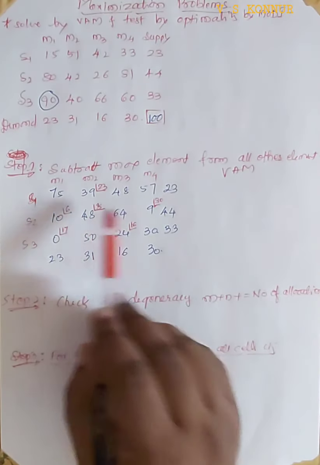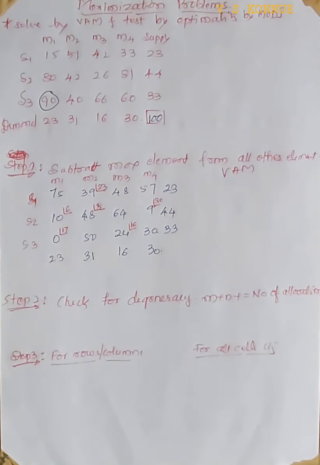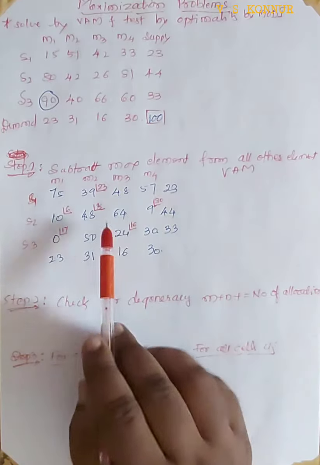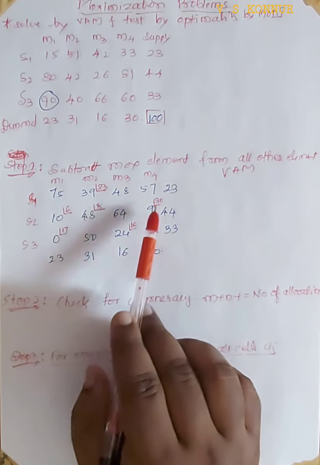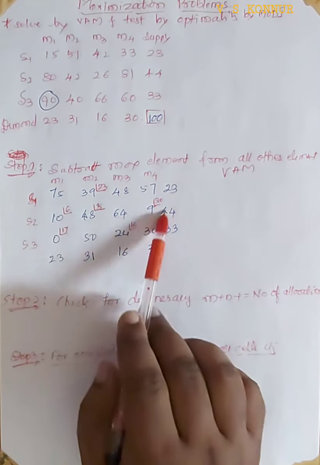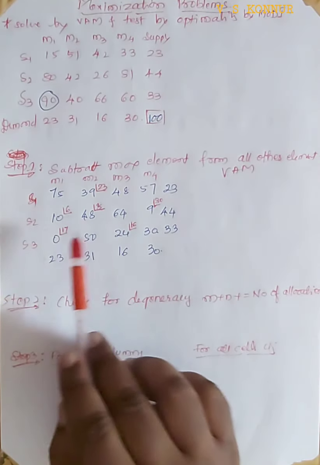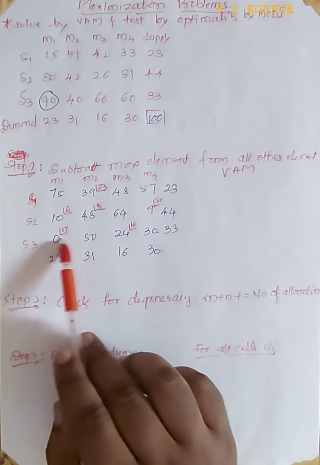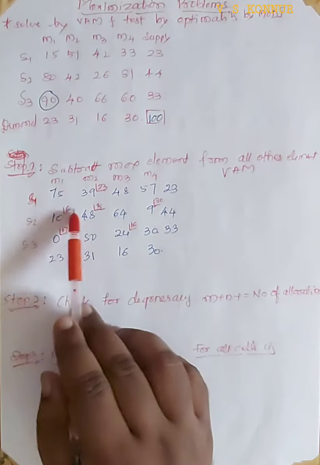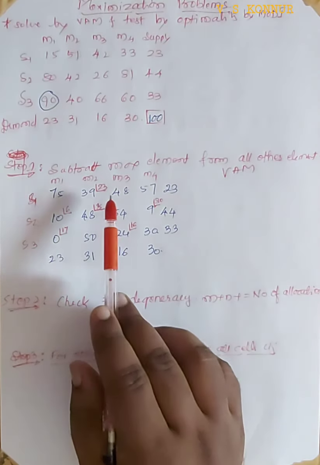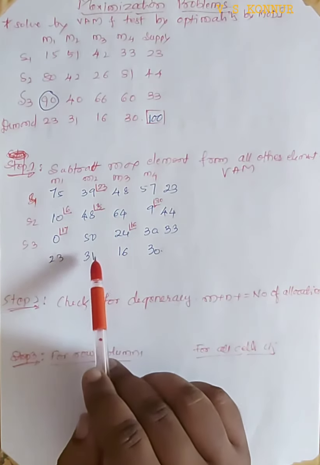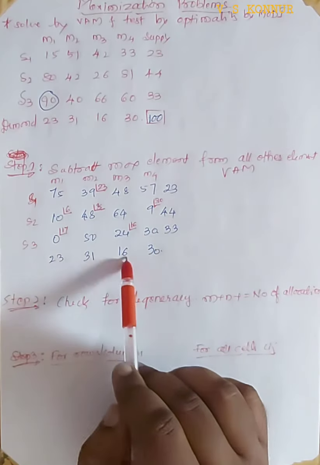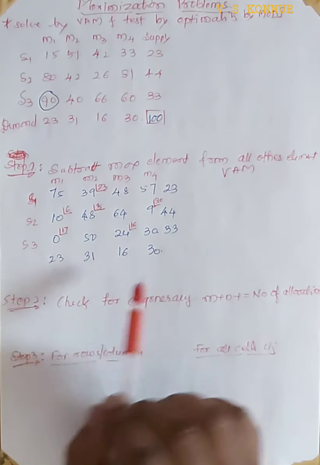So we have 1, 2, 3, 4, 5, 6 allocations. Now we will check: 6 plus 8 is 14... 17 plus 6 is 23, 23 plus 8 is 31, 16 is 16, 30 is 30. So all the cells are correct.